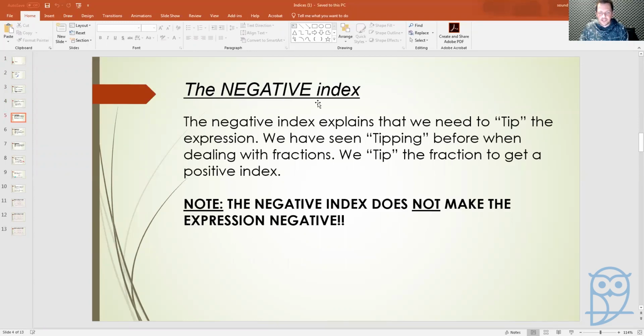And then you have a negative index, which is kind of like the positive one by saying how many are multiplied, but it's just saying that it's in the wrong place in the fraction. So if it has a negative index and it's currently sitting in your numerator, it should be in the denominator. And if it's in the denominator with a negative index, it should be in the numerator.